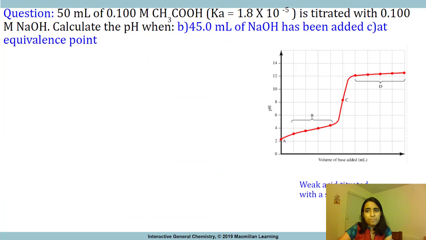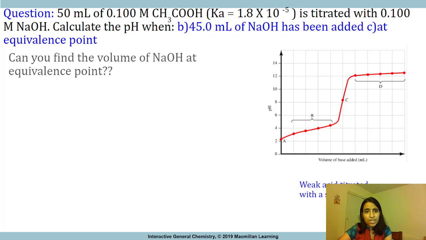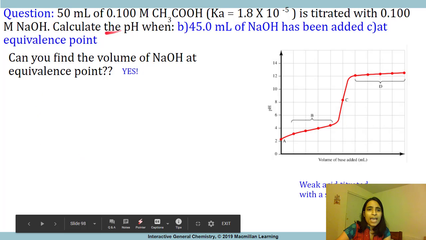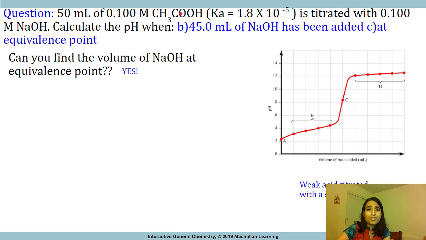Now, before we go to part B and C, let's look at the diagram. In part B, 45 milliliters of NaOH is added, and part C is at the equivalence point, right? Can you find the volume of sodium hydroxide at equivalence? The answer is yes, we can, because we have been given the volume and the molarity. Both of this information for the acid is given to us.